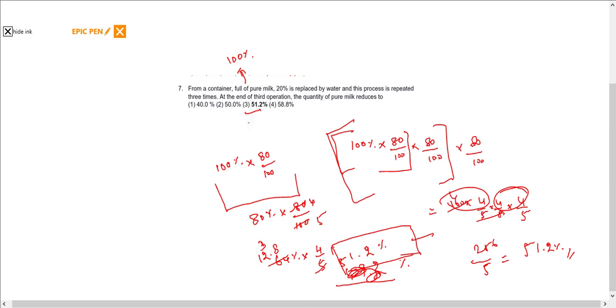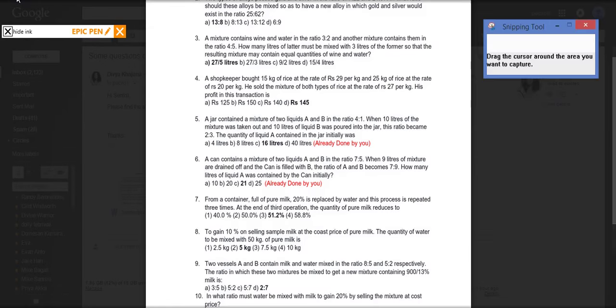Let's go to the next one. Where on earth is my mouse? Wow, I'm not getting my mouse. Okay, yeah, it is.